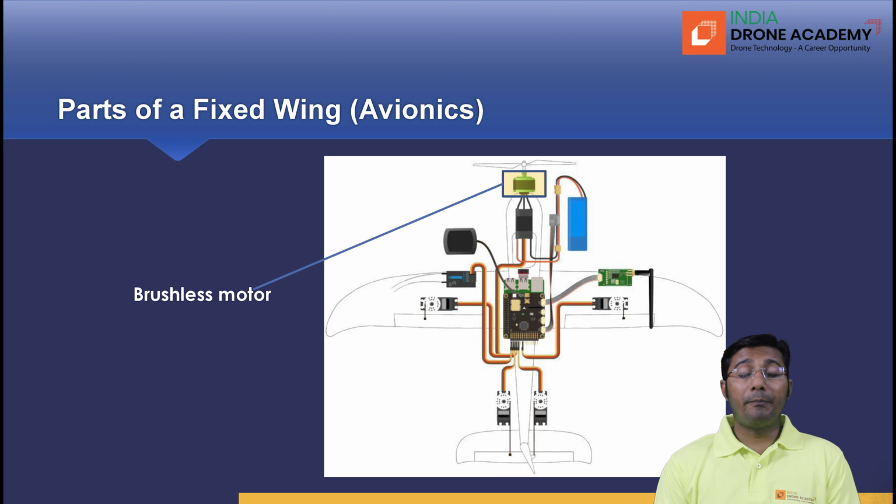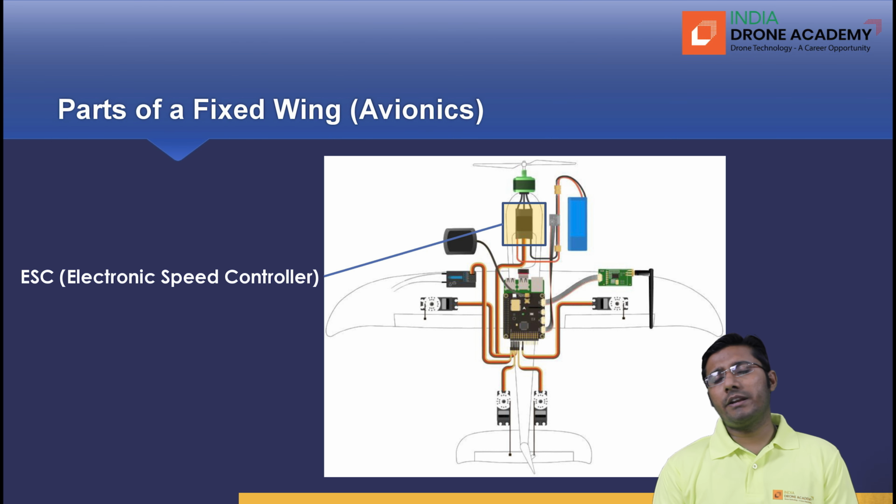These brushless DC motors, when compared to conventional DC motors, have a higher thrust to weight ratio. Also, they are more reliable and have a long life, and less maintenance is required in brushless DC motors. This is why such motors are preferred in fixed wing drones.